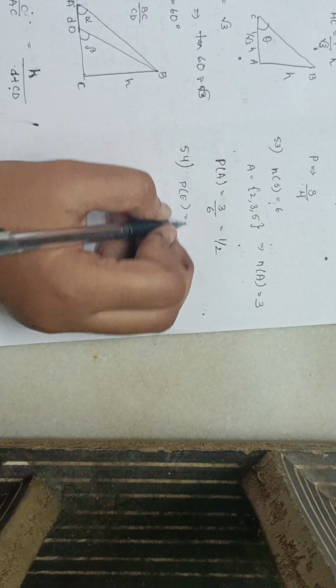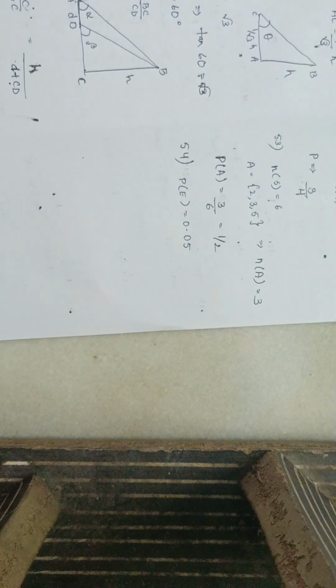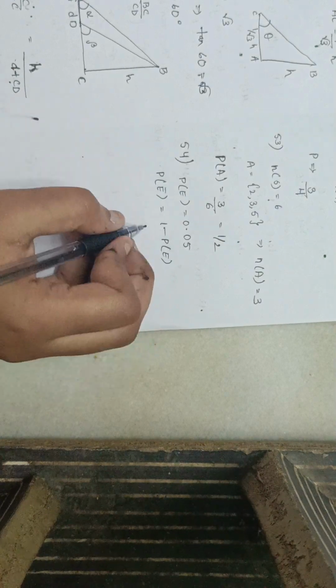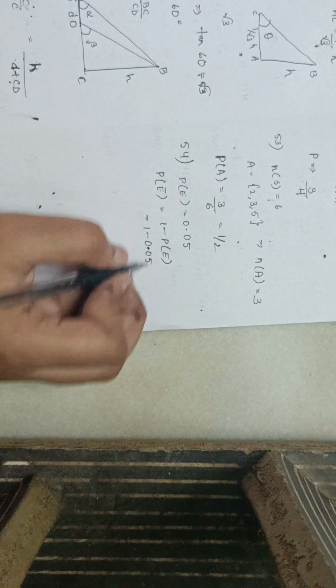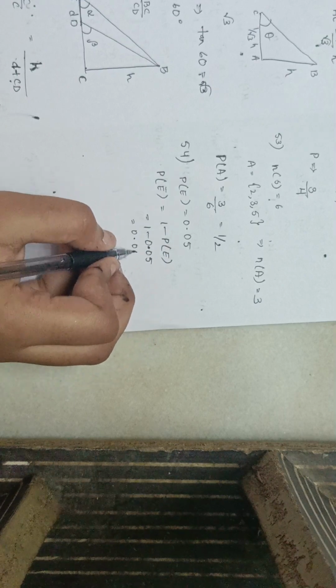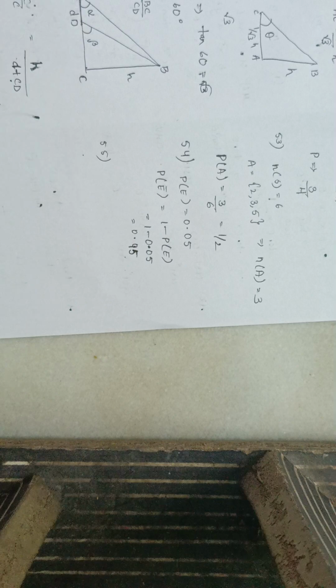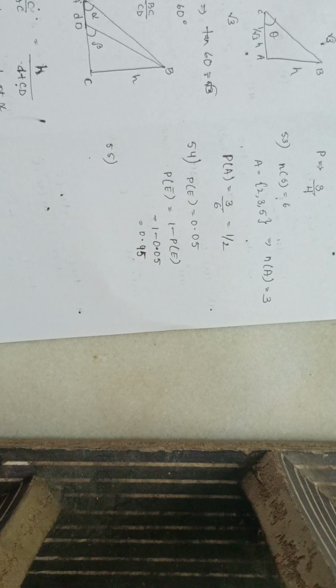Next one, 54. If E and E bar are the events of occurrence and non-occurrence of a random experiment respectively, then P of E equals 0.05. You know the formula that P of E bar equals 1 minus P of E, that equals 1 minus 0.05, that equals 0.95. So the value of P of E bar is 0.95.